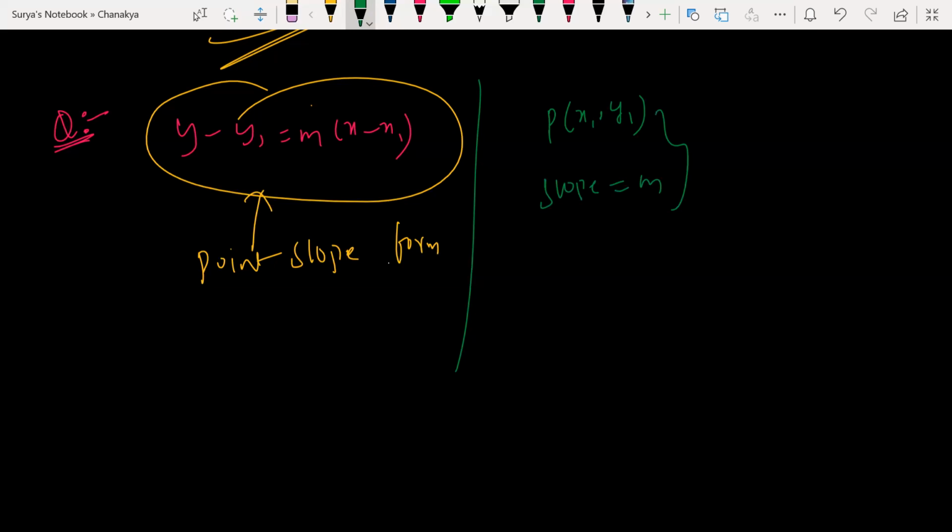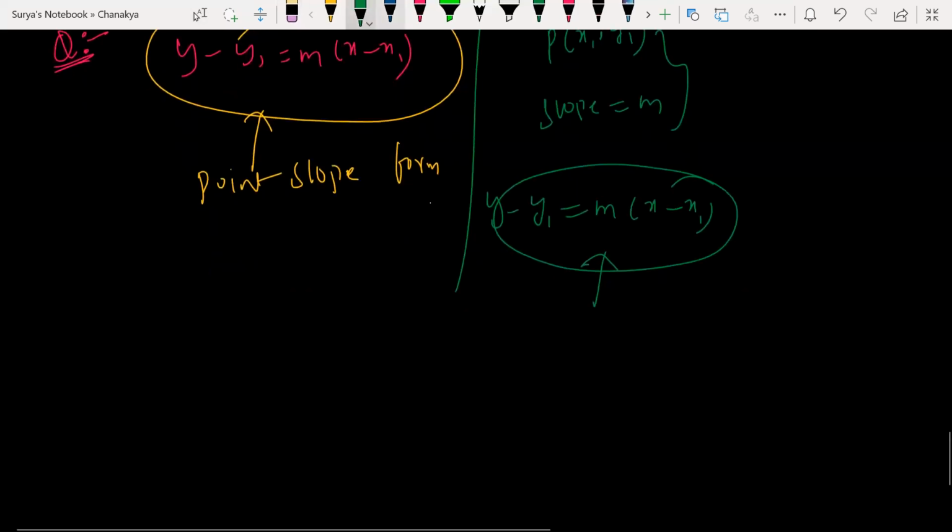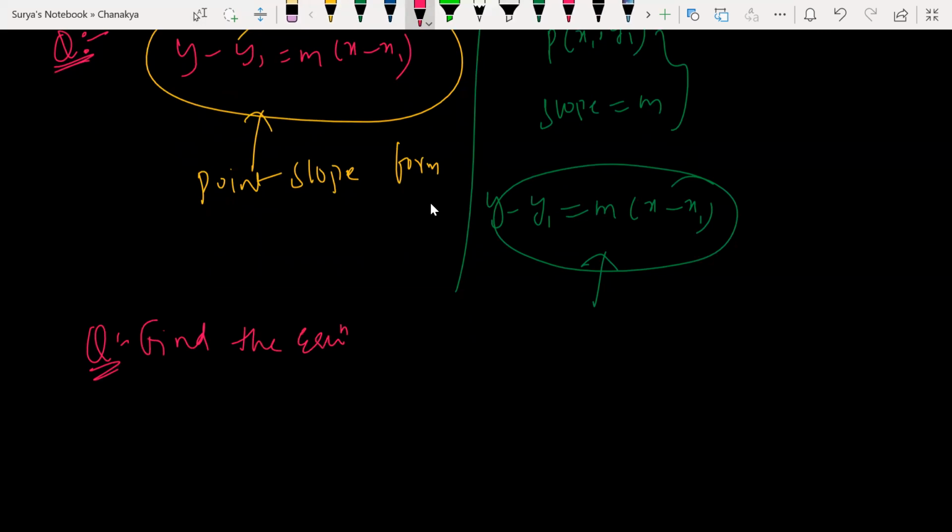Whenever you have a point and a slope, what is the equation of a line? This is my equation of the line: y minus y1 is equal to m into x minus x1. Yes, sir. This is the equation of a line when you have a point and slope. Let me give a question. Everyone try this.